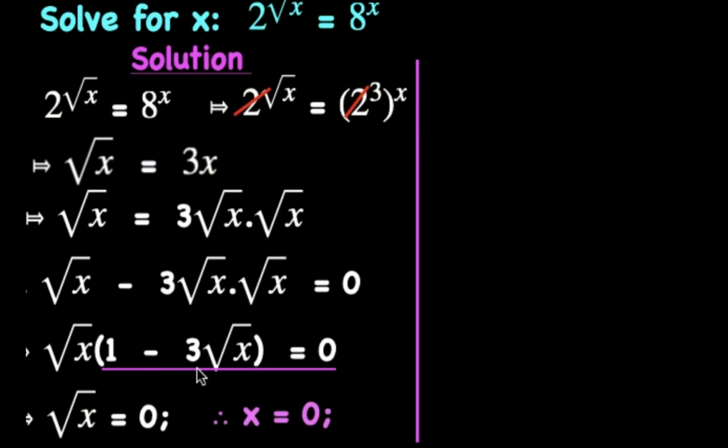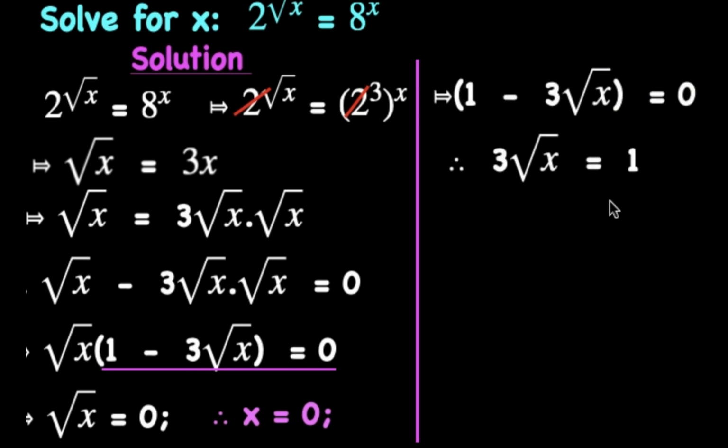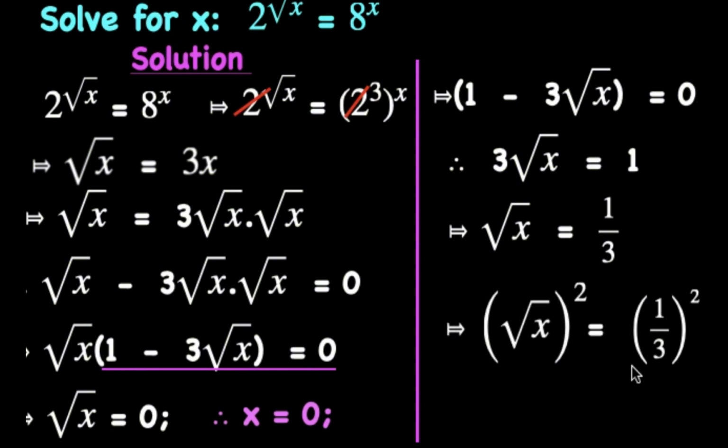Second part, 1 minus 3 root x is equal to 0. 3 root x is equal to 1. Root x is equal to 1 over 3. Take the square of both sides. So we have root x raised to the power 2 is equal to 1 over 3 raised to the power 2. Therefore, x is equal to 1 over 9.